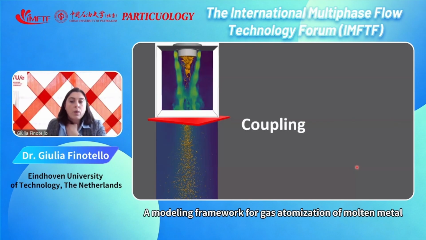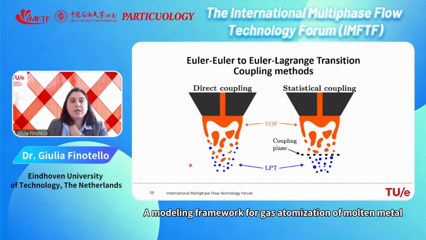So now we want to discuss the coupling. Now we know a little bit of what we did for the primary atomization. We have looked into the breakup model for secondary atomization, and how do we couple these two methods. So the question is, how do we transfer from an Eulerian to an Eulerian-Lagrangian framework? There are different coupling methods for that.